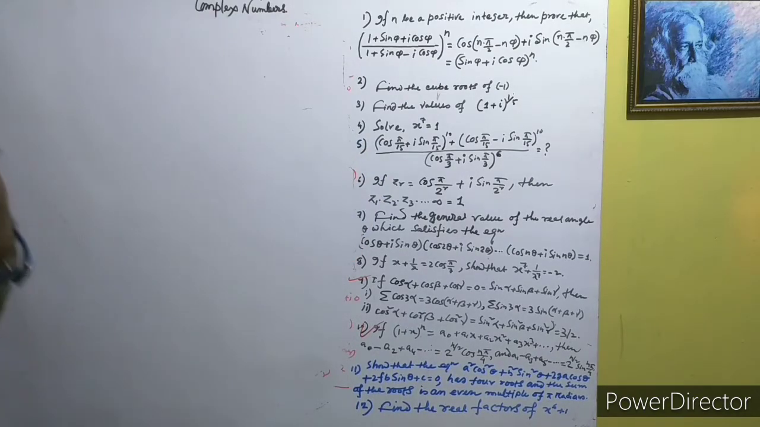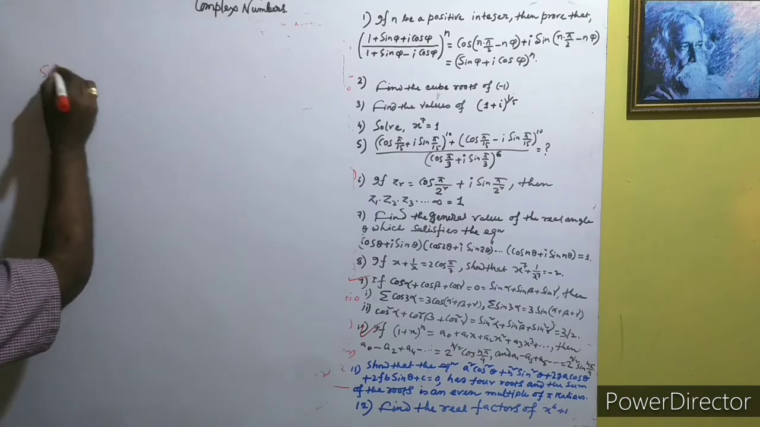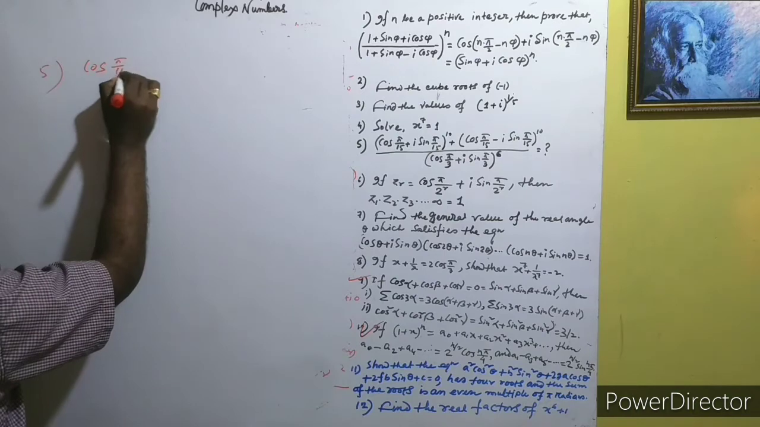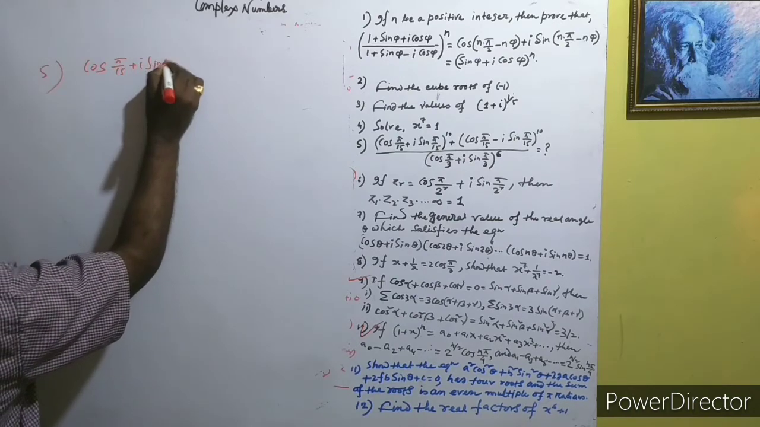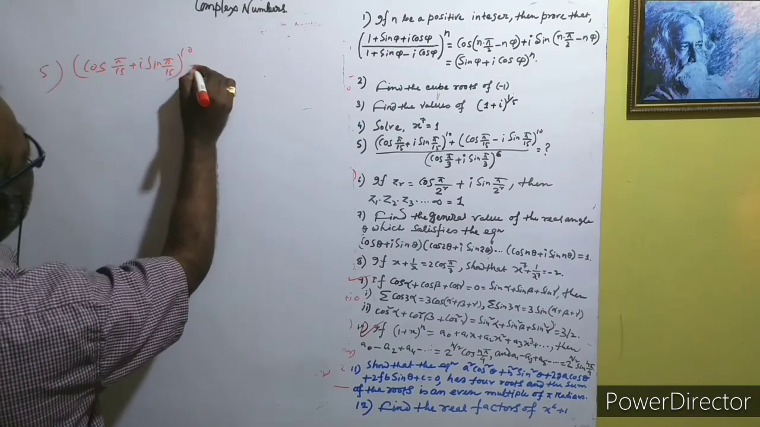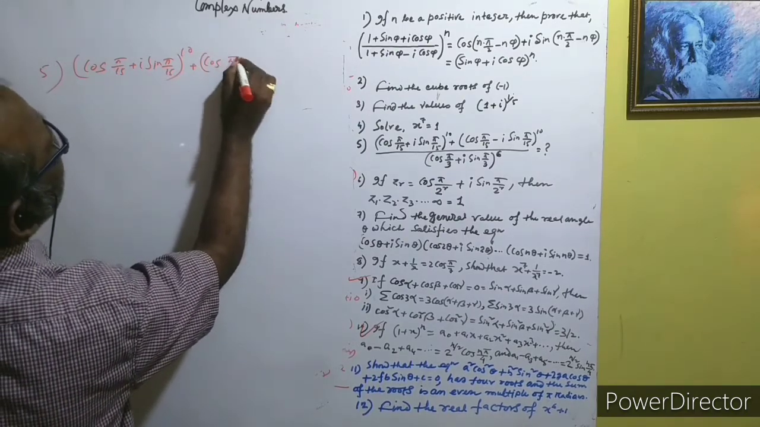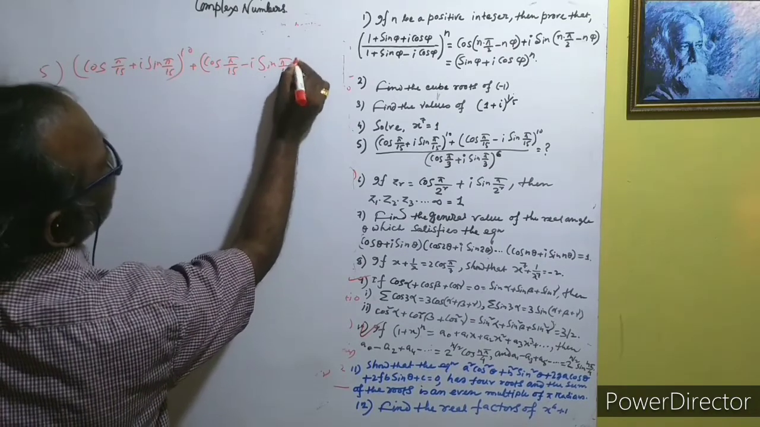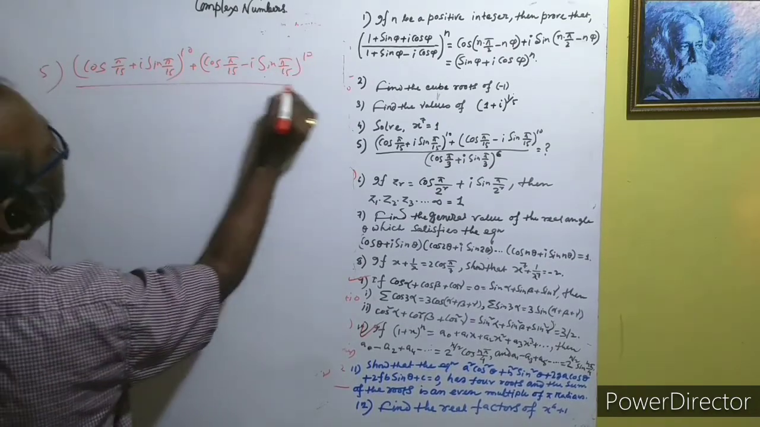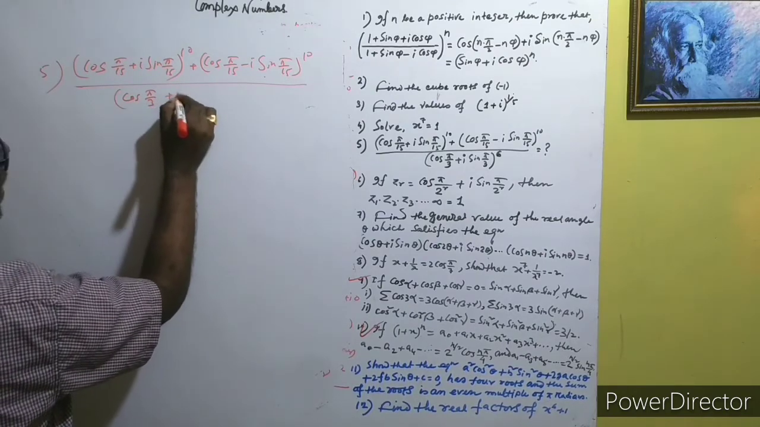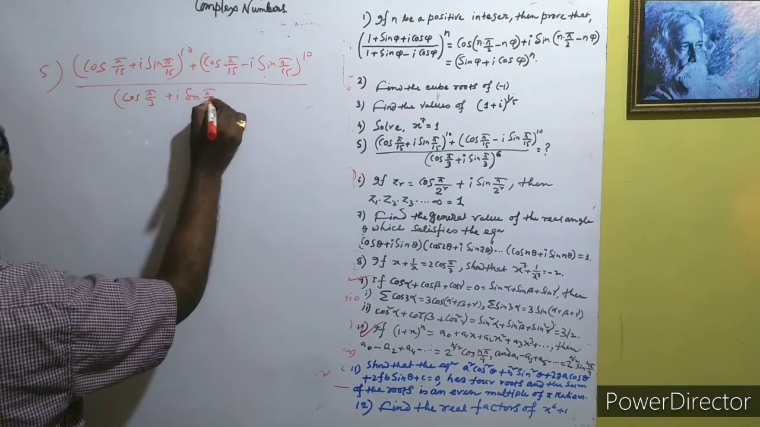Question number 5 is a very easy question. Here it is (cos pi/15 + i sin pi/15) to the power 10, and also (cos pi/15 - i sin pi/15) to the power 10, and the whole divided by (cos pi/3 + i sin pi/3) to the power 6.